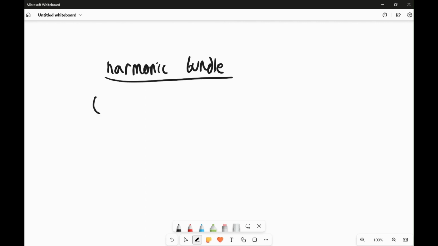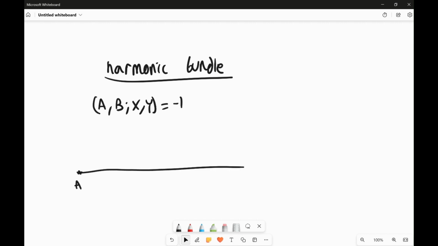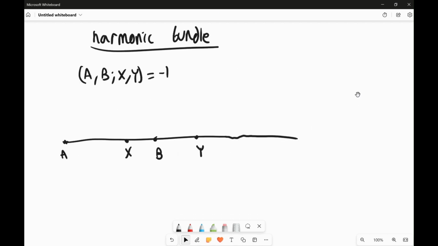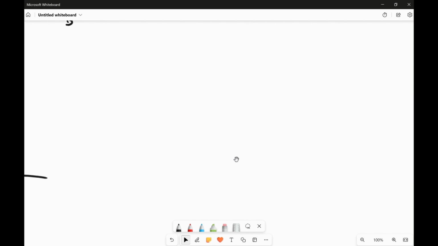So a harmonic bundle is a set of points such that (A, B; X, Y) is equal to -1. So if we have points A, B, then X, and maybe Y here, then this is a harmonic bundle. What's so special about harmonic bundles?